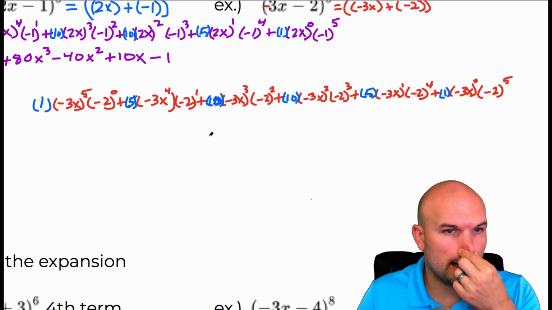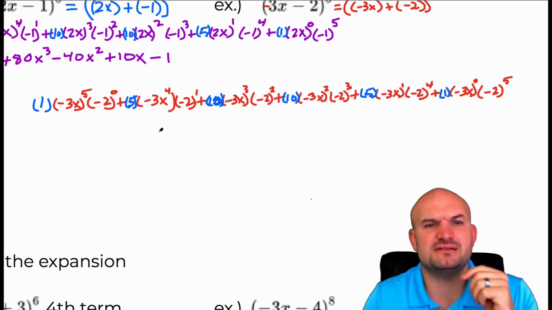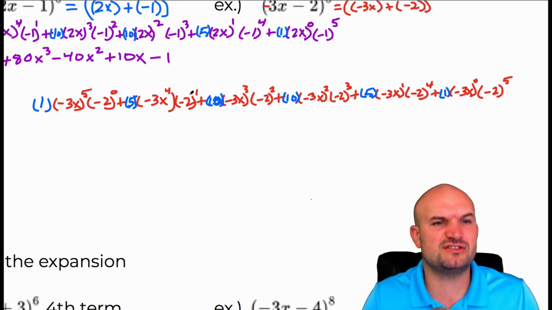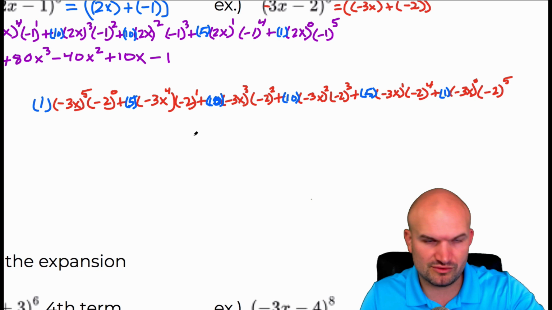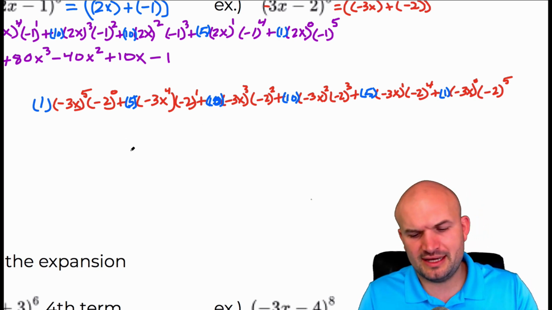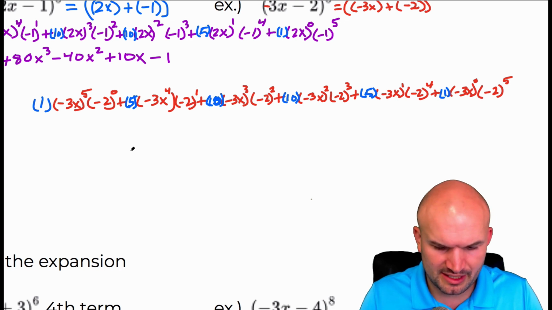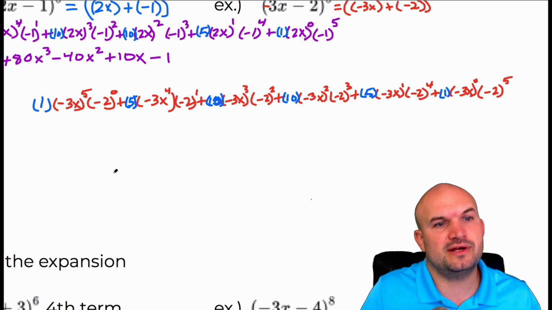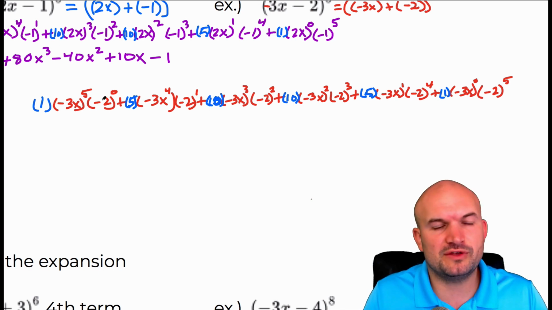Good. Let's simplify this. Actually, let's do two rounds, just to clear things up. So -3 to the 5th. I don't even want to do this in my head. I already did some math in my head. So let's just do 3 raised to the 5th is going to be 243. That's right. And then 243 times -2 to the 1st.